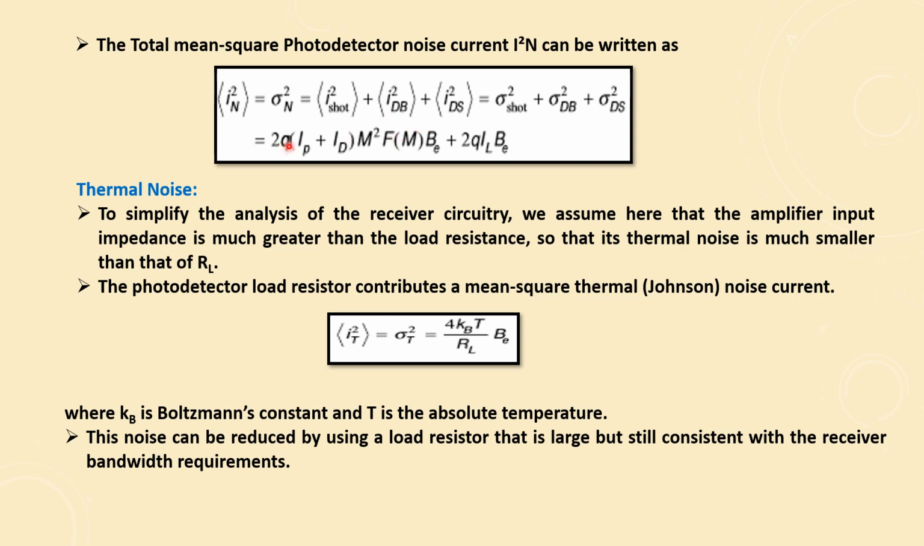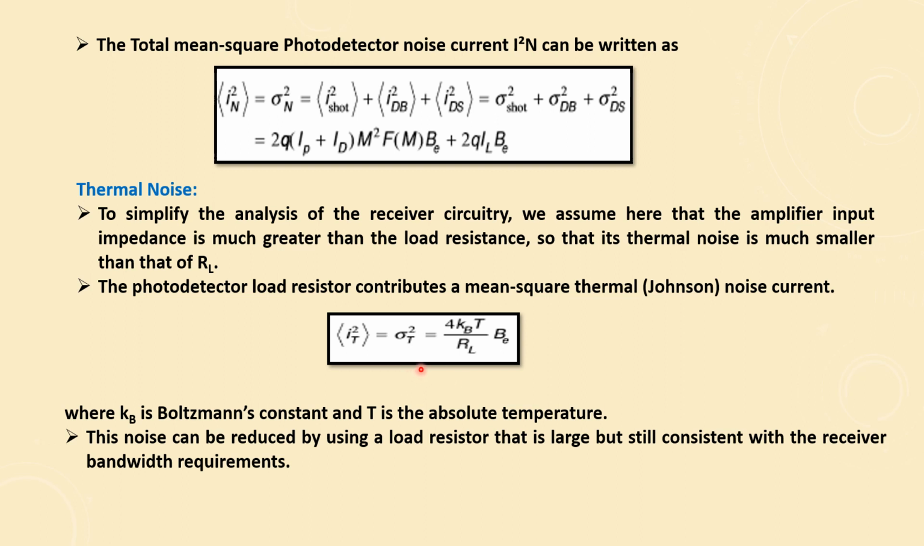Now the next noise is thermal noise. As I told you, thermal noise, also called Johnson noise, is mainly due to the amplifier circuit present in the receiver. To simplify the analysis of this receiver circuit, we assume that the amplifier input impedance is much greater than the load resistance. So there will be a thermal noise which is much smaller than that of RL. Now this photodetector load resistor contributes the mean square thermal noise.